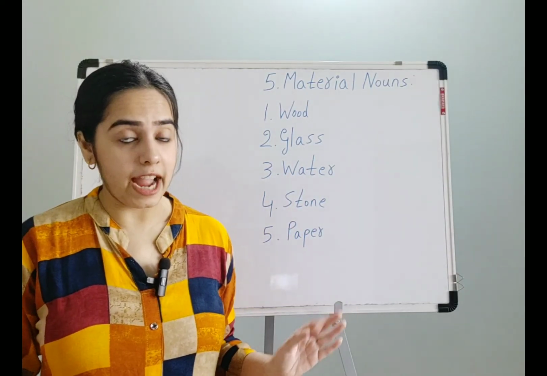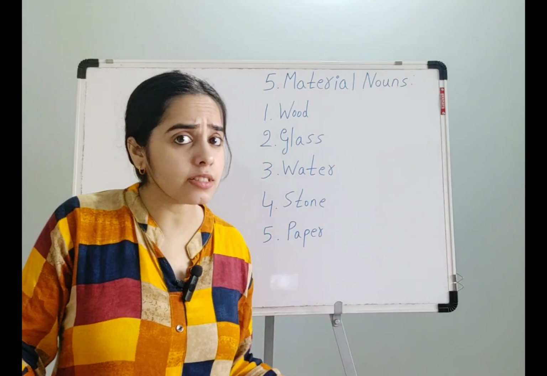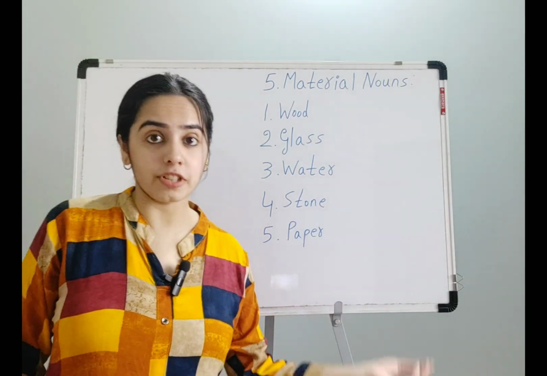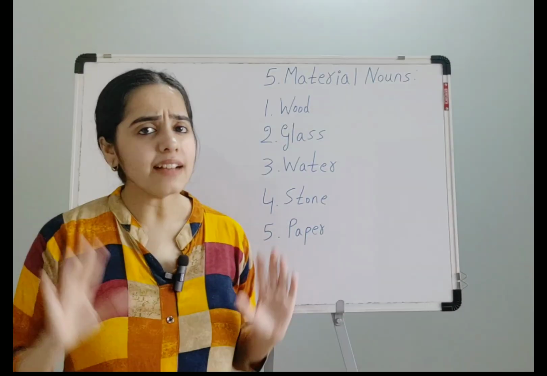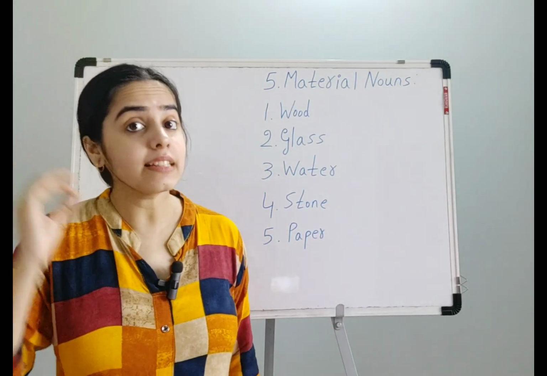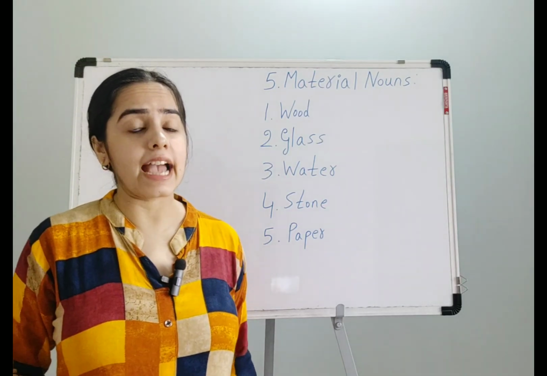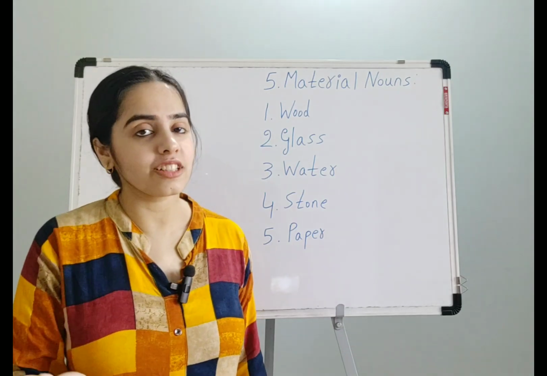Wood is classified as a material noun because it refers to a substance or material that is used to make objects, furniture, buildings, etc. Glass is classified as a material noun because it is used to make various objects like windows, lenses, mirrors, bottles, and so on.